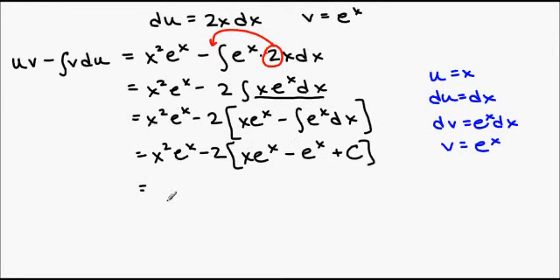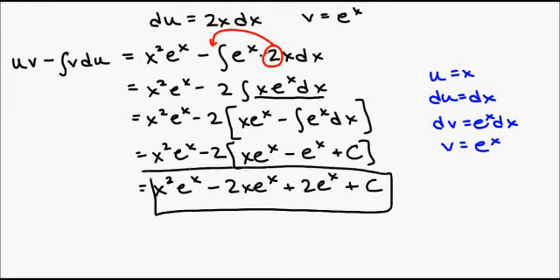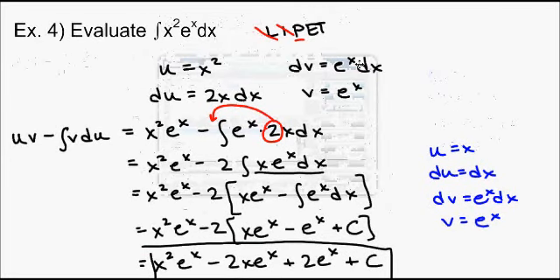Okay, and our last order of business here is to distribute that 2. So we have x squared e to the x minus 2x e to the x plus 2 e to the x plus c. Remember that even if I multiply 2 by c, it's going to stay a c. No matter what you do to that c, it's still a constant. Even if the constant is different, it's still a constant. C just stands for constant. And this is our answer. And that is the end of part 1.